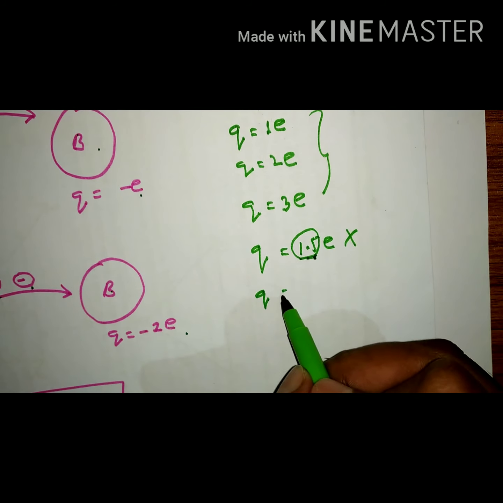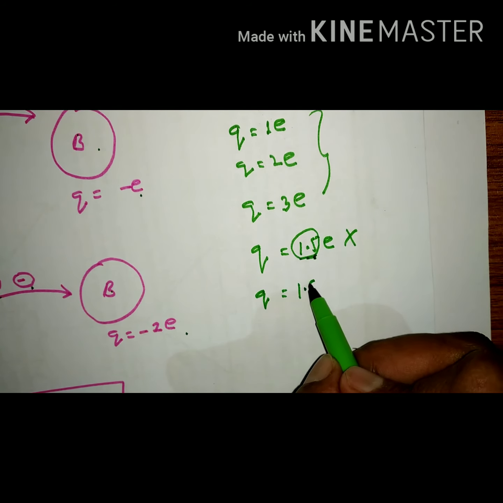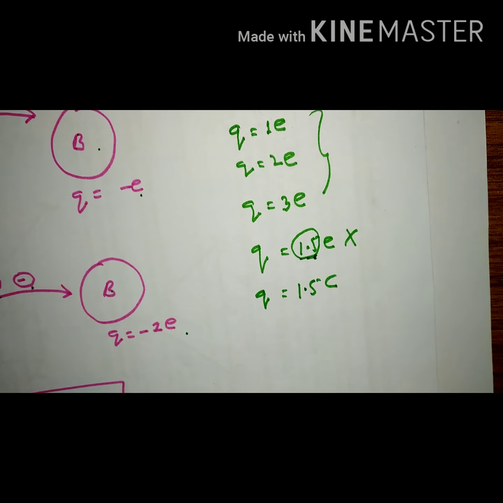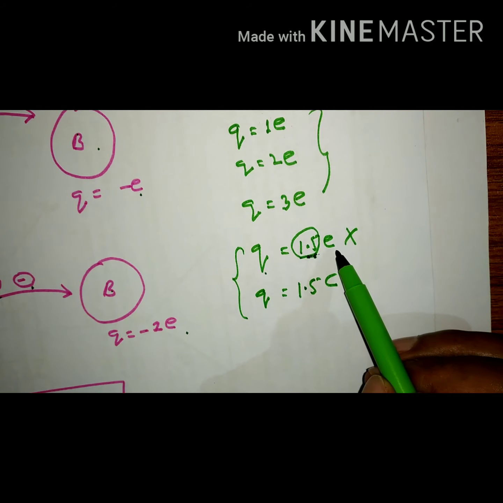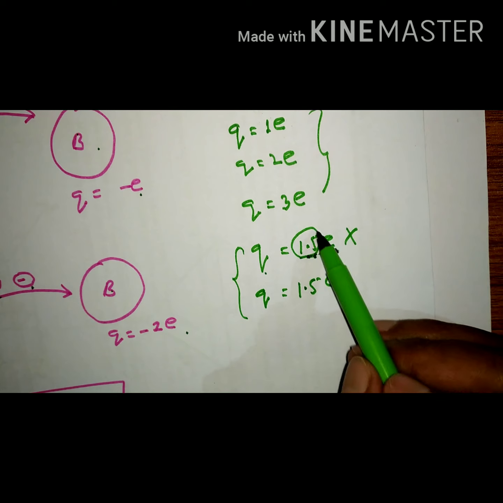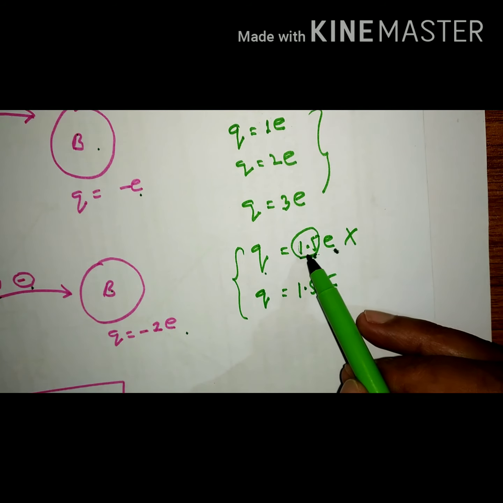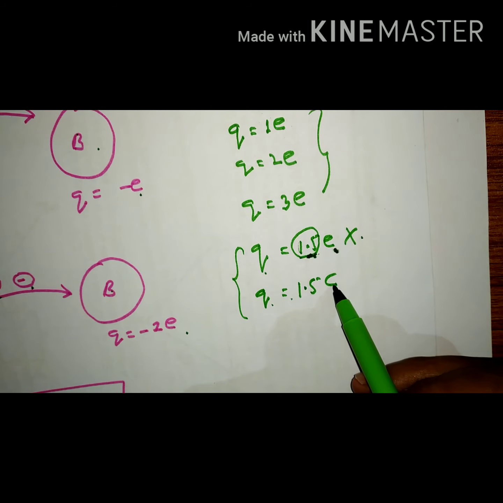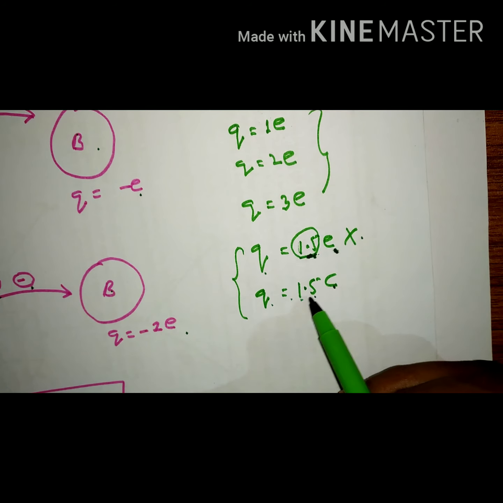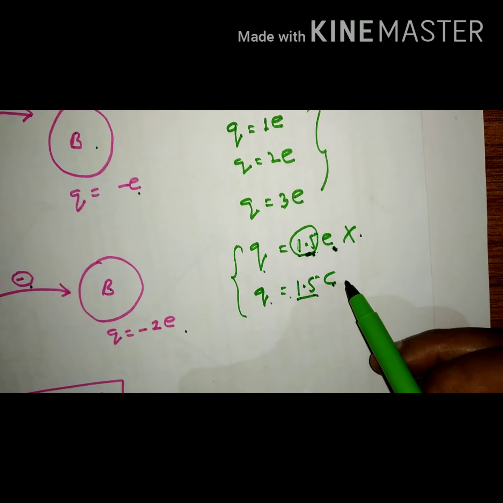However, we can say the charge can be 1.5 coulomb. Now just notice the difference in these two. Here I am saying Q equals 1.5e. e is the elementary value, the charge on an electron, and 1.5 here is a number. The number cannot be a decimal or a fraction, so this is not possible. And Q equals 1.5 coulomb is not a number, it is an amount of charge, which is possible.